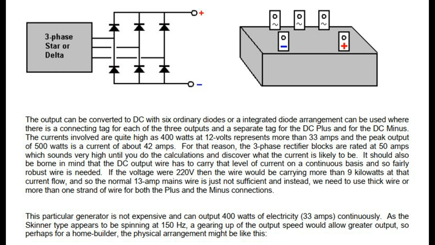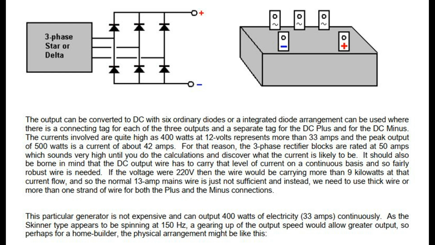The output can be converted to DC with 6 ordinary diodes, or an integrated diode arrangement can be used where there is a connecting tag for each of the 3 outputs and a separate tag for the DC plus and for the DC minus. The currents involved are quite high, as 400 watts at 12 volts represents more than 33 amps and the peak output of 500 watts is a current of about 42 amps. For that reason, the 3-phase rectifier blocks are rated at 50 amps. Which sounds very high until you do the calculations and discover what the current is likely to be.